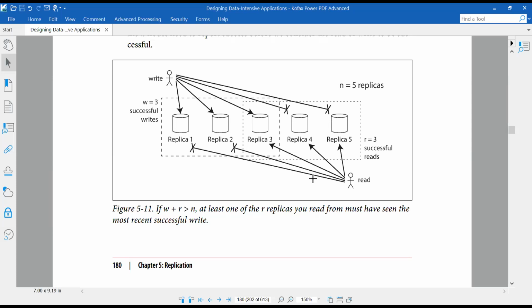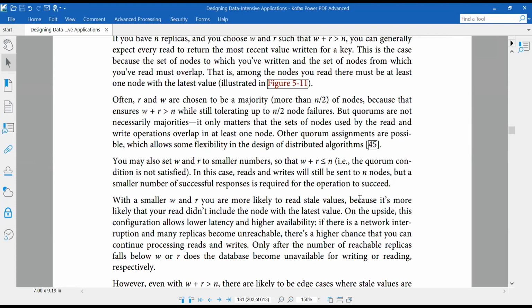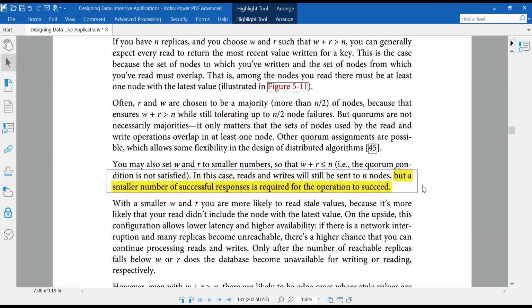I understand that you may get inconsistent data, but I am specifically interested in that line which is highlighted. What exactly does that mean? What is the author trying to say by saying, "But a smaller number of successful responses is required for the operation to succeed"? That is what the W and R, whatever we have set, that many responses are required for the operation to succeed.